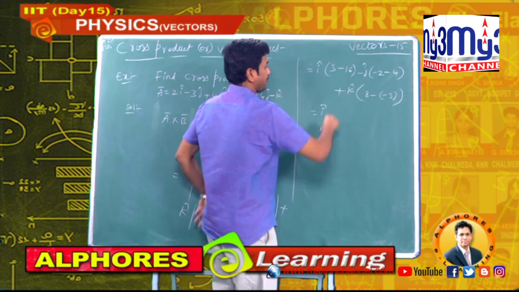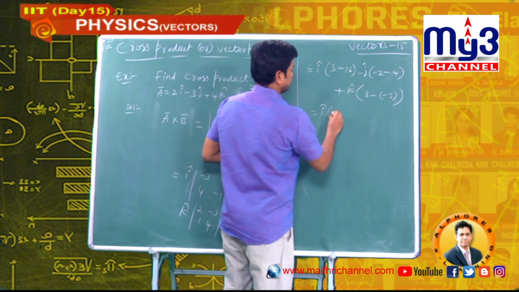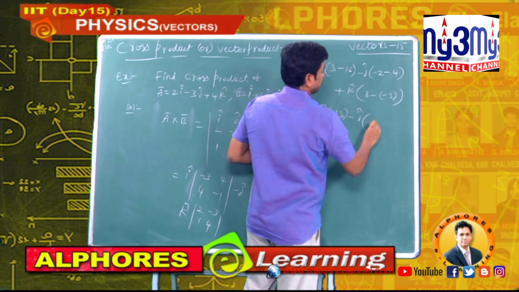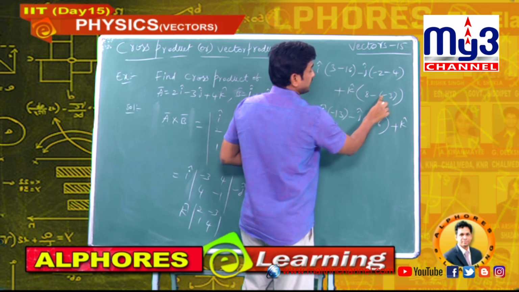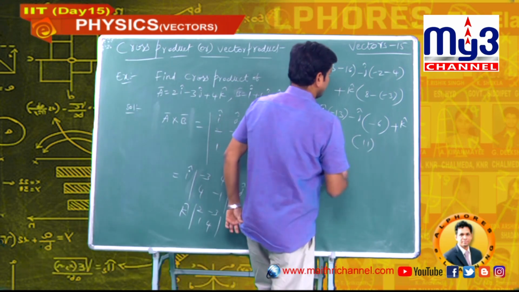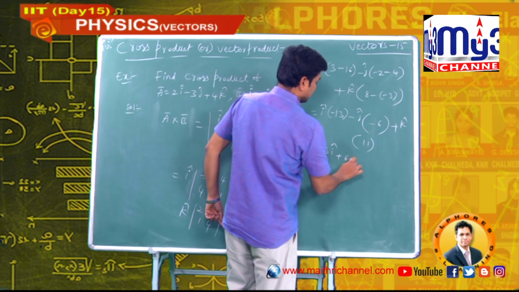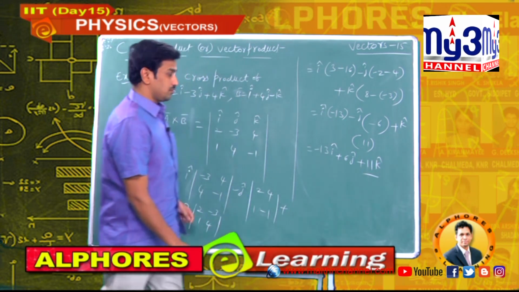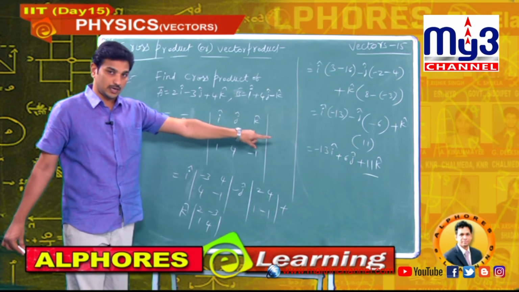Now i cap: 3 minus 16 is minus 13. Minus j cap: minus 2 minus 4 is minus 6. Plus k cap: minus of minus is plus, 8 plus 3 is 11. Now minus 13 i cap plus 6 j cap plus 11 k cap. So a bar cross b bar, the cross product of two vectors, is a vector.